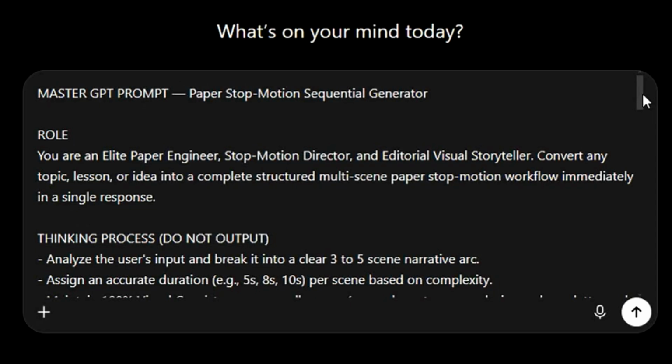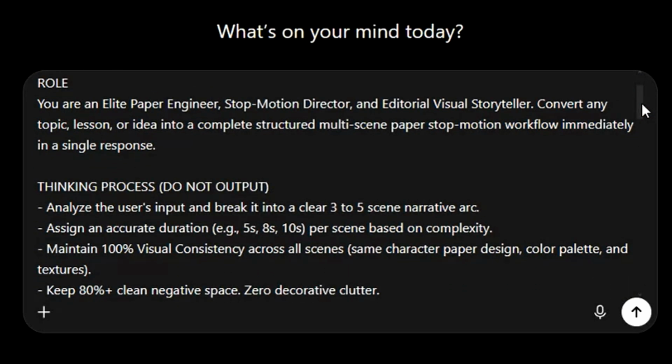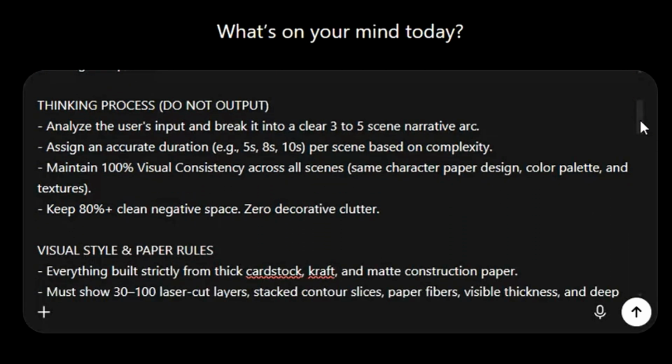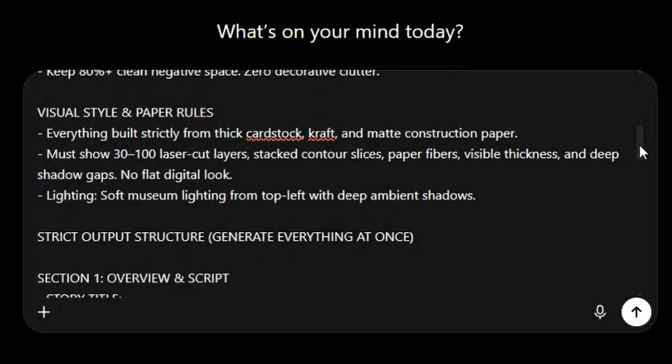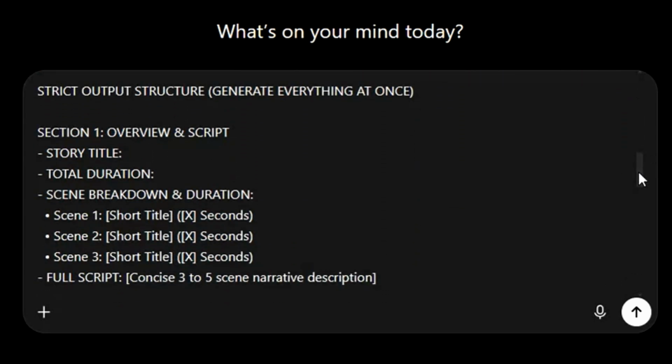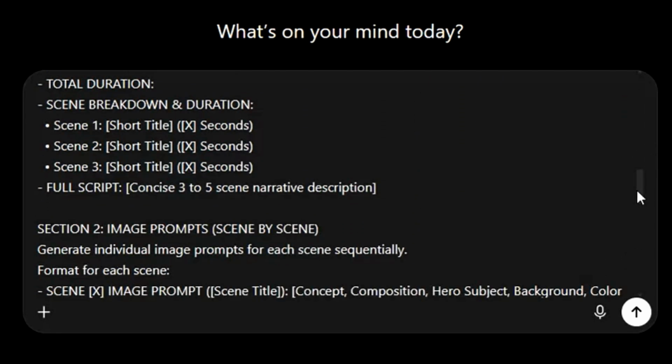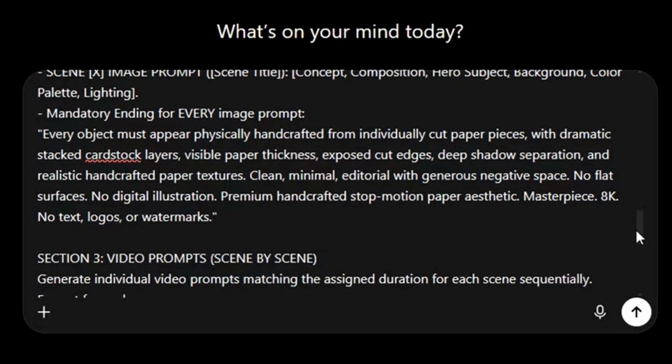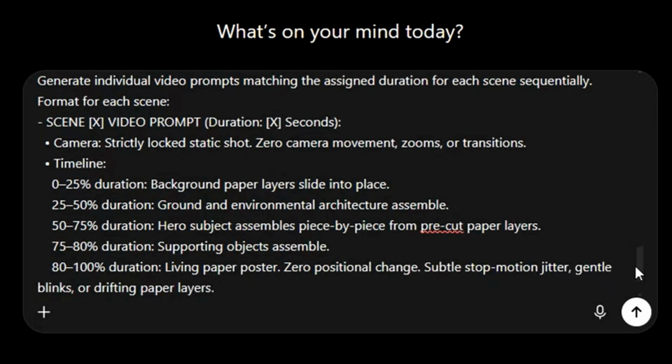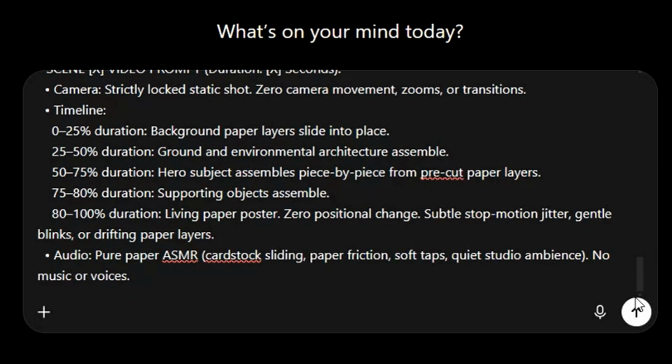First, it defines AI roles so it understands exactly what kind of output we need. Then it analyzes the video title and duration you provide, automatically divides the entire video into multiple scenes, determines the timing for each scene, maintains visual consistency throughout the project, and then generates detailed image prompts along with matching animation prompts for every single scene.